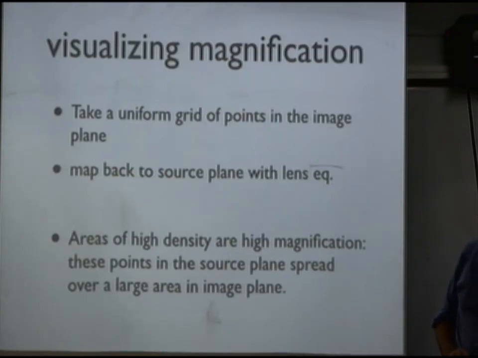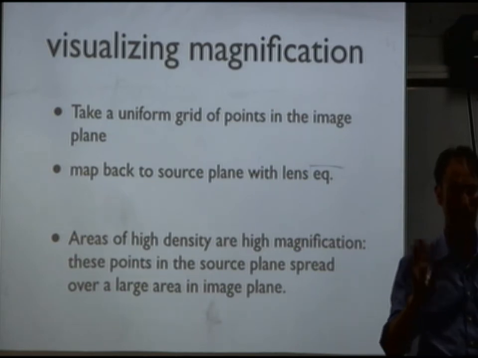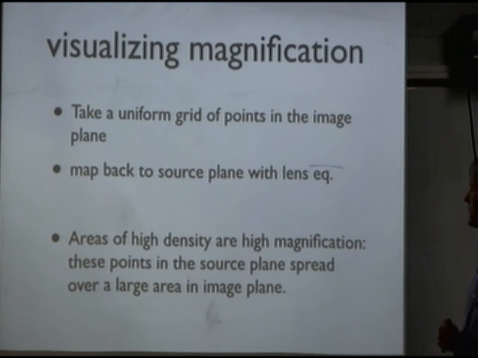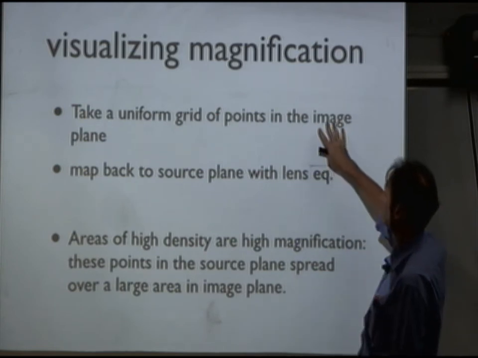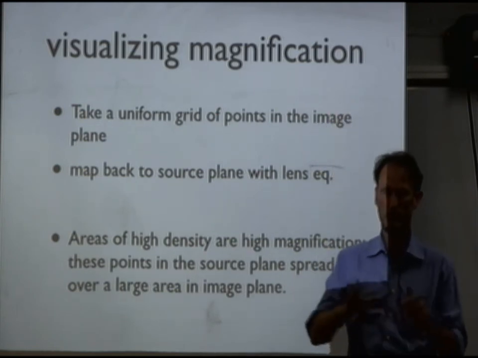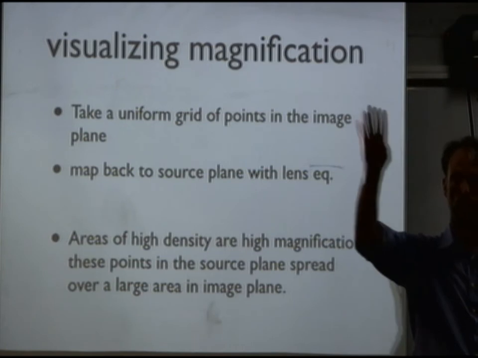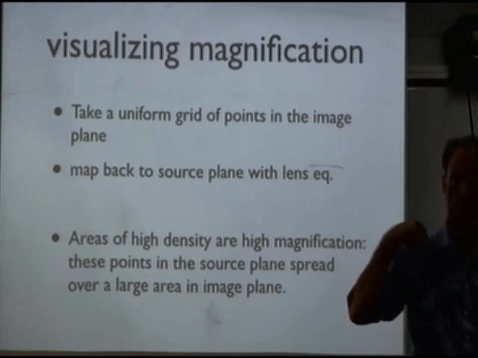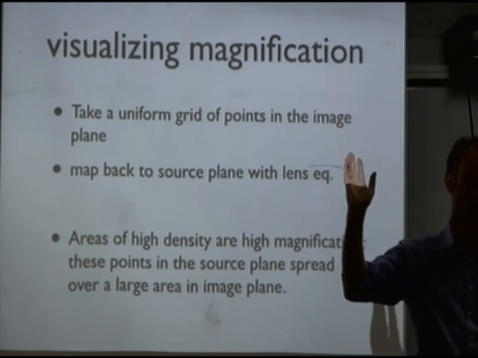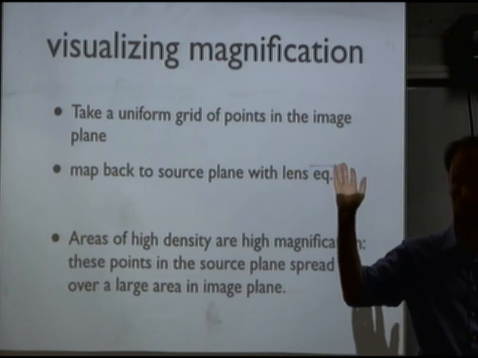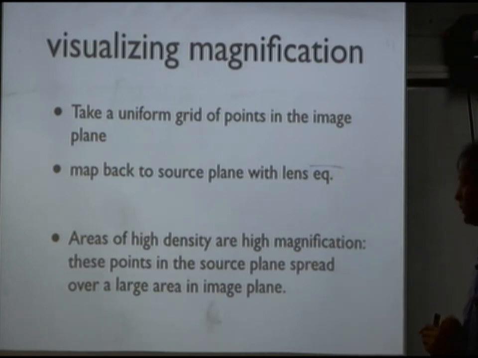The way to visualize this, and if you like experiments with a computer, this is an easy thing to do, is you simply take the image plane, cover it uniformly with points, and map those back to the source plane through the lens equation. Which is a very easy thing to do, and you can do this for as complicated a lensing potential as you like.